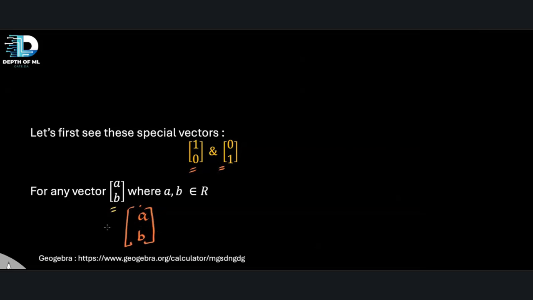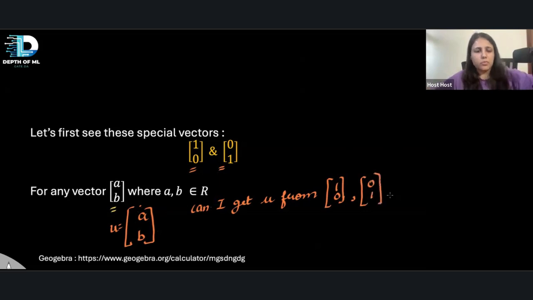So let's say I want to get a very generic vector. I have not specified what is the value of A and B. If I take these two vectors, can I obtain the vector (A, B)? So let's call this vector U. I'm asking, can I get U from (1, 0) and (0, 1)? Can someone tell me? Can I get it? And how do I get it?